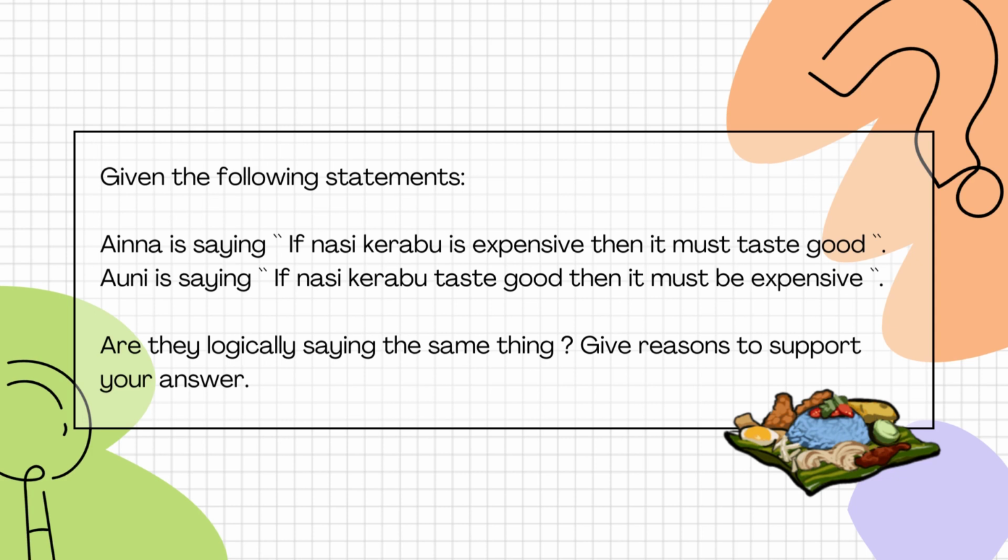Question 2. Given the following statements, Aina is saying, if nasi kerabu is expensive, then it must taste good. Auni is saying, if nasi kerabu tastes good, then it must be expensive. Are they logically saying the same thing? Give reason to support your answer.